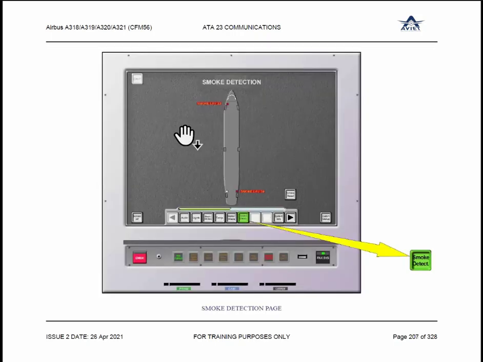A smoke in the respective lavatory will be shown on the ECAM page in red color, so that lavatory becomes red. And you will have the lav smoke light here also on the hard keys. You will have the lavatory smoke light on the hard keys also. There is one smoke light.